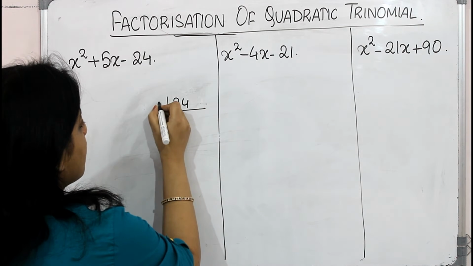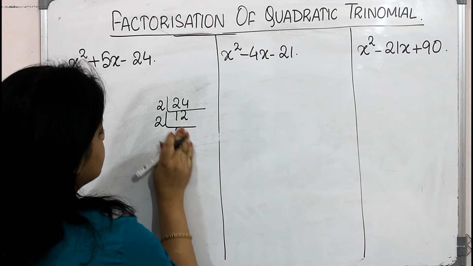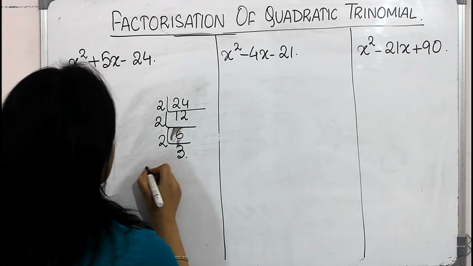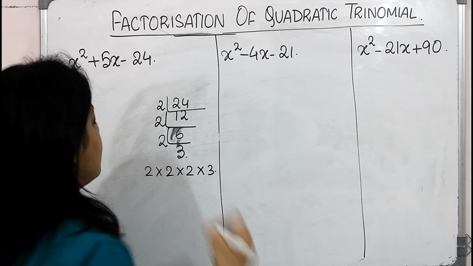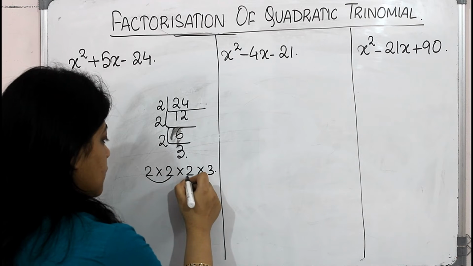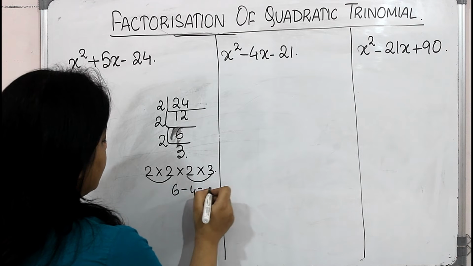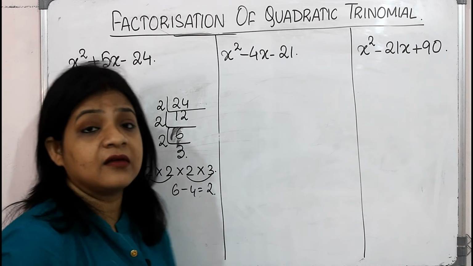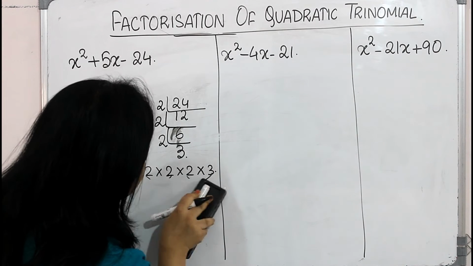So 24 is 2 into 12, and 12 is 2 into 6, and 6 is 2 into 3, right? So 24 is 2 into 2 into 2 into 3. Now, if I take this combination, 4 and 2 into 3, which is 6, then 6 minus 4 will not give us 2. 6 minus 4 is 2, but our middle term is 5x. So what to do? We have to choose another combination.